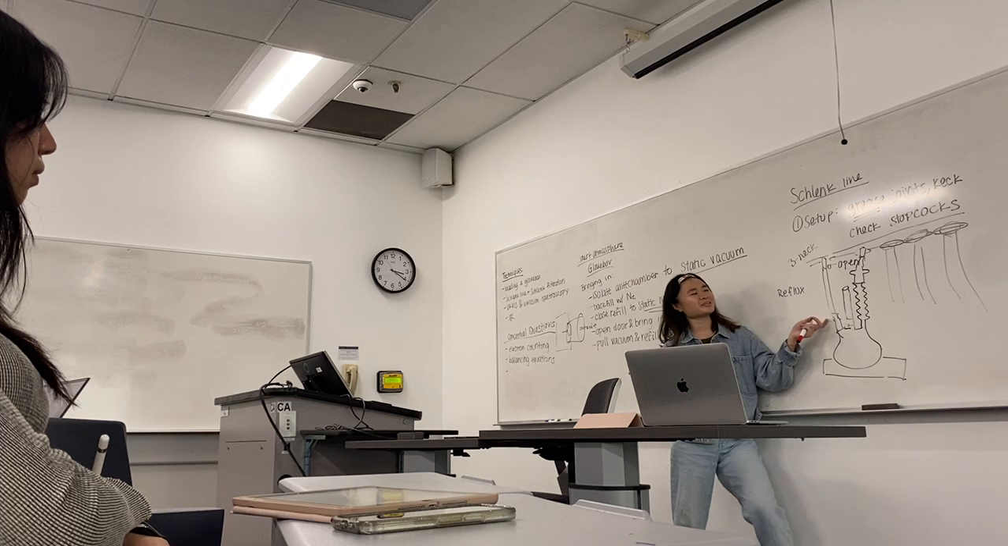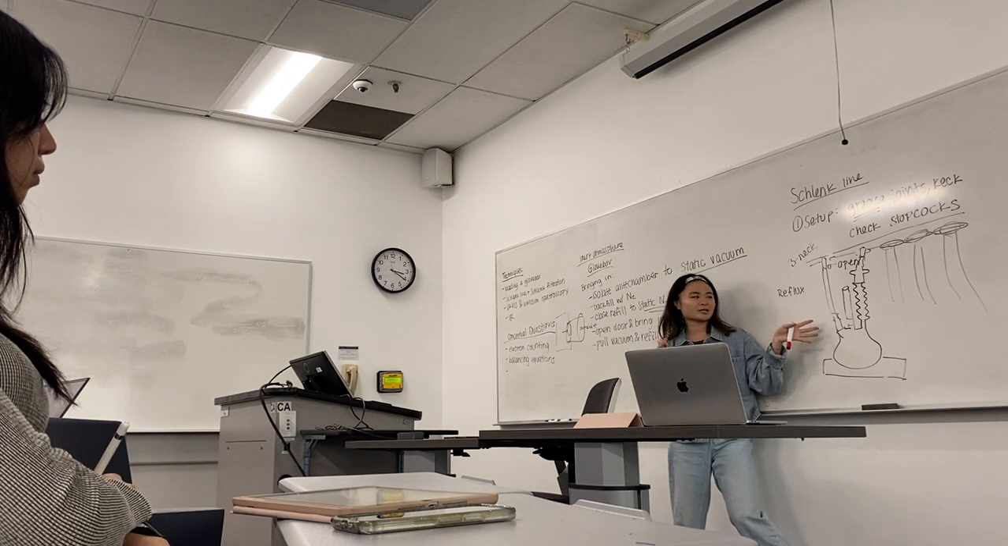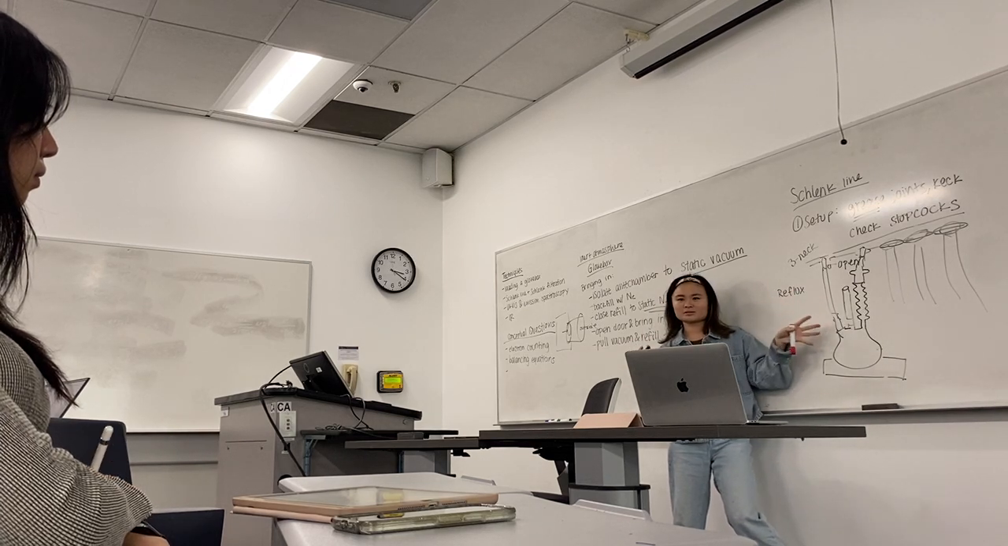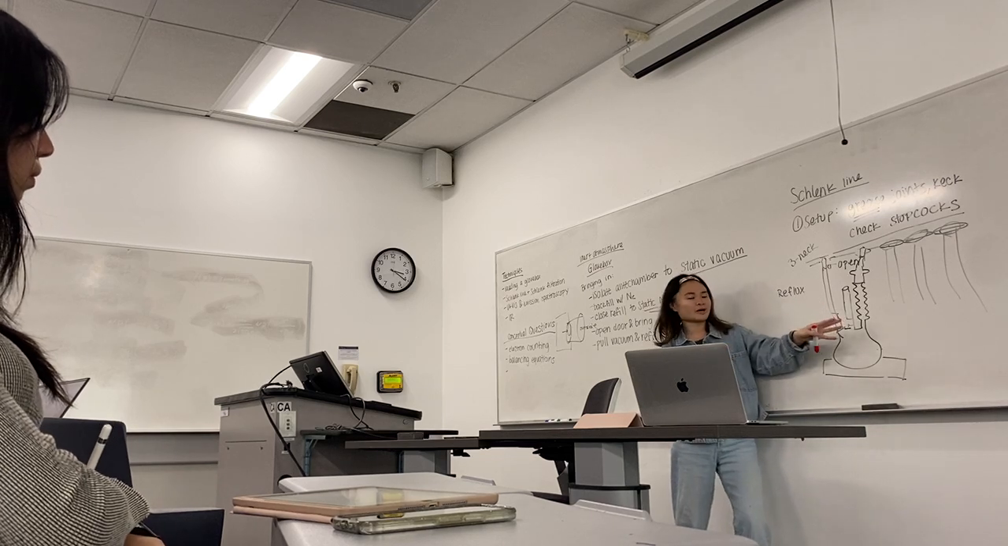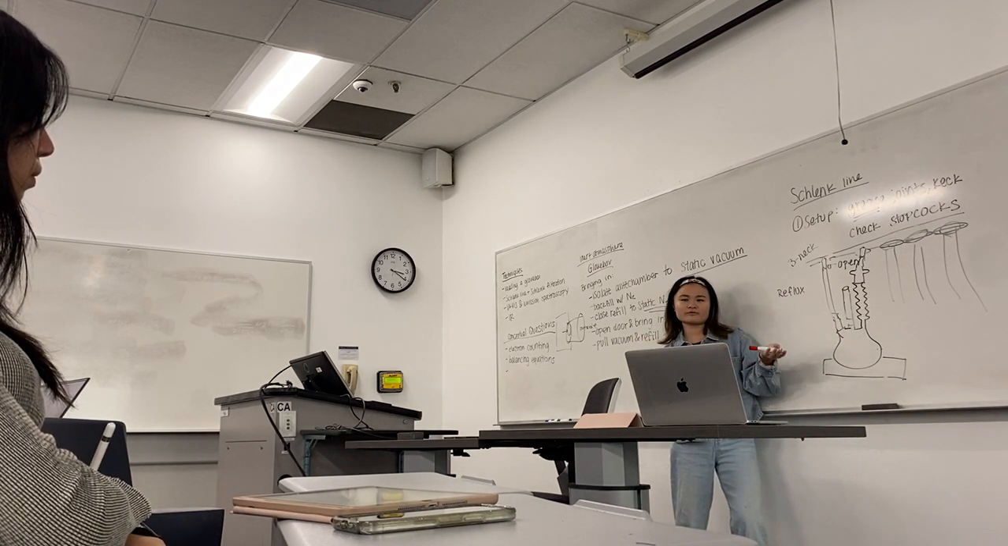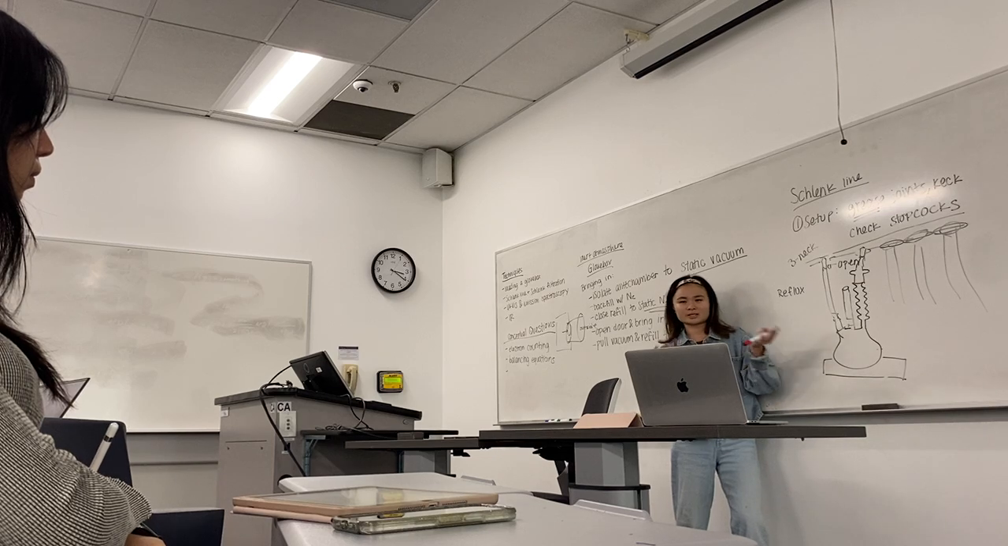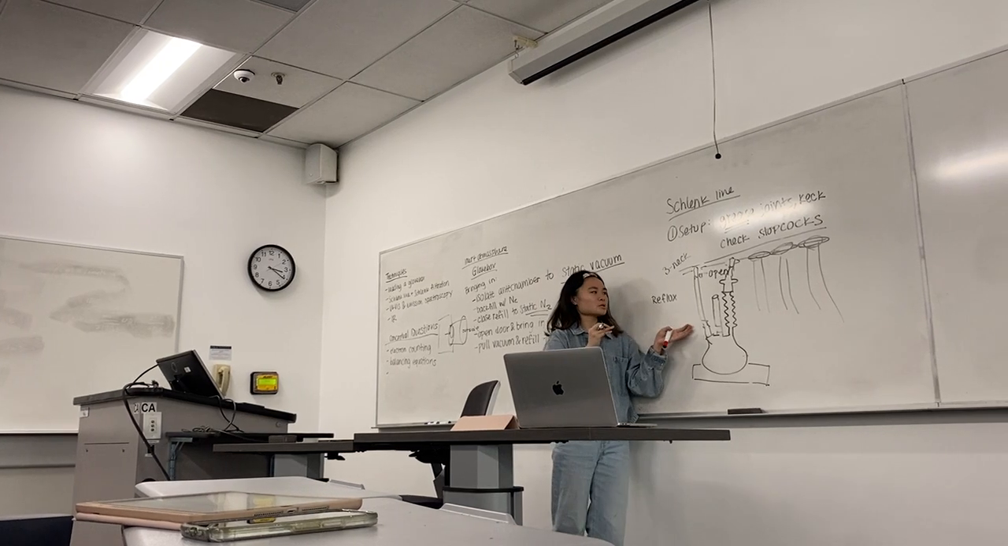We had a nitrogen inlet in some cases because we were adding substrates through other openings, and then we also had a condenser, because if you're running a reflux reaction, you want a condenser there to catch the vapors and help your vapors condense back in.